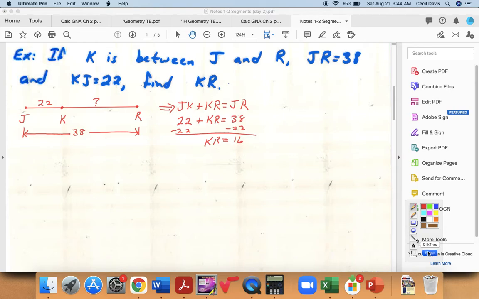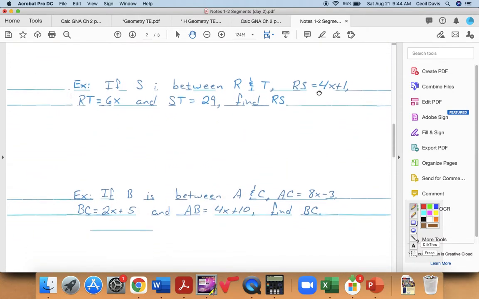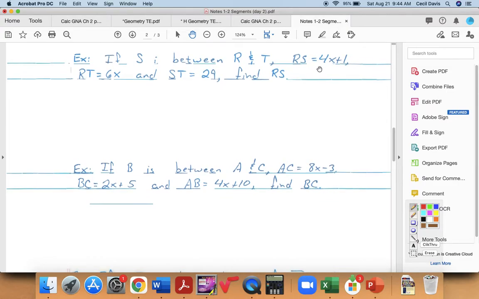All right, let's go on. Are all the problems just with numbers? No. Sometimes there are going to be algebra problems with these. For example, if S is between R and T, and the length of RS is equal to 4x plus 1. Oh, now we have a variable involved. The length of RT is 6x, and the length of ST is 29. Find the length of RS.